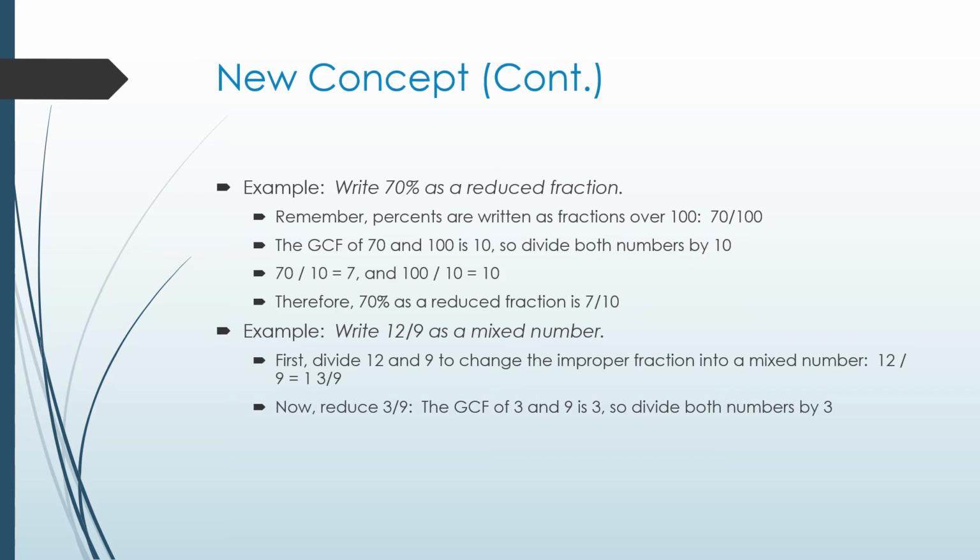So now I just have to reduce the 3/9 part. The greatest common factor of 3 and 9 is 3, so I'm going to divide both those numbers by 3. 3 divided by 3 is 1, 9 divided by 3 is 3. So 12/9 as a reduced mixed number is 1 1/3.